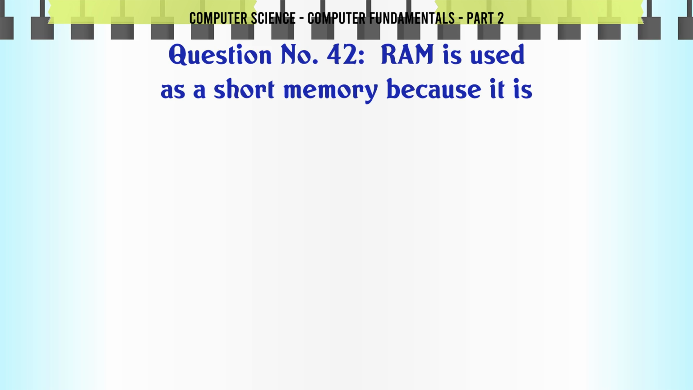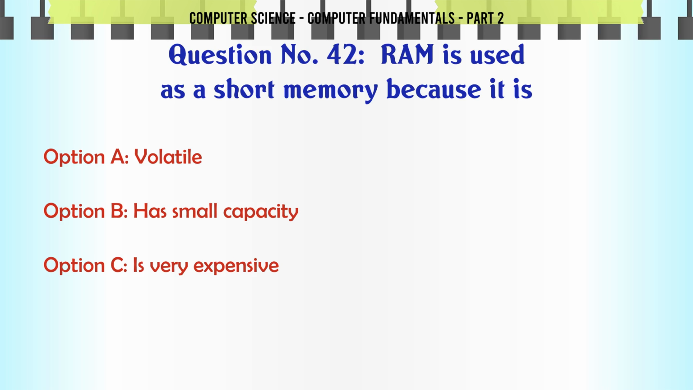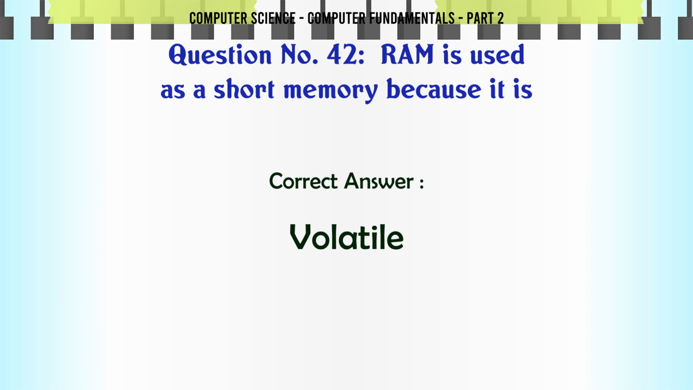RAM is used as a short memory because it is A. Volatile, B. Has small capacity, C. Is very expensive, D. Is programmable. The correct answer is volatile.